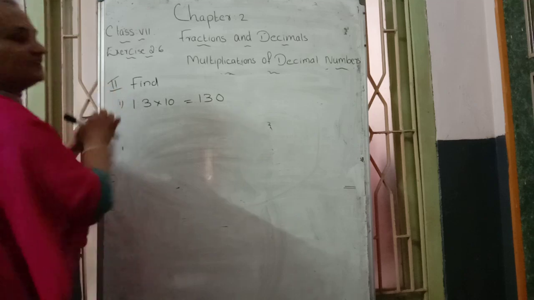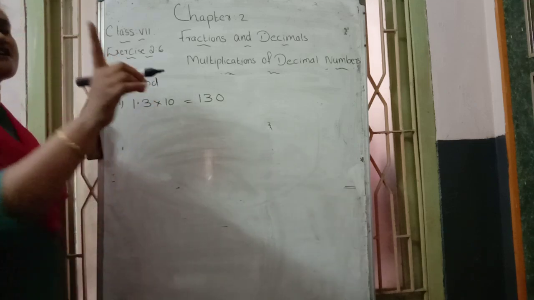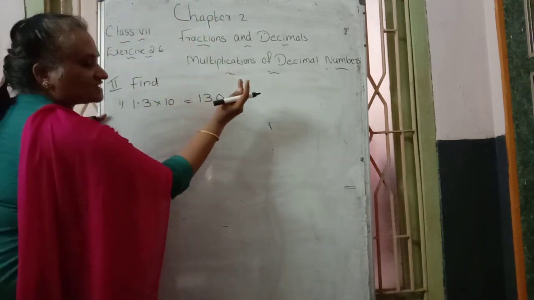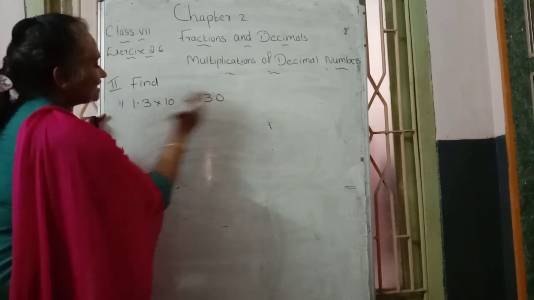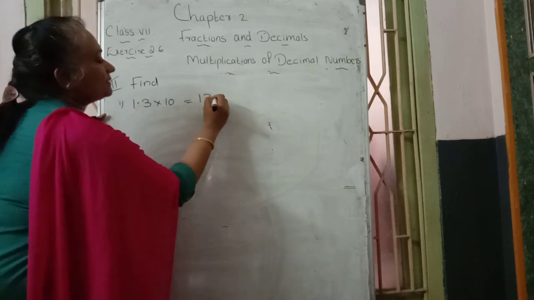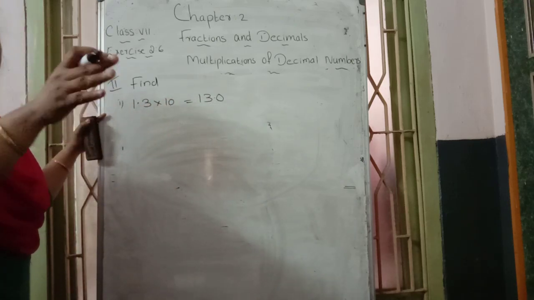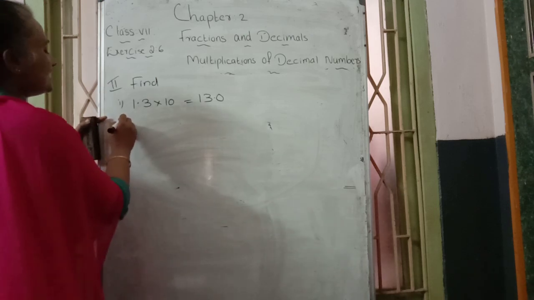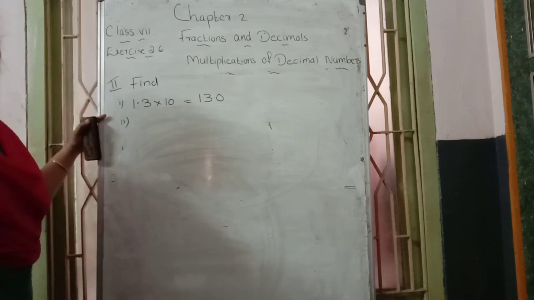Then look at the question. Here a decimal part is there. After the decimal, how many digits are there? 1 place. So in the answer place, what do we want to do? Counting always starts from the right side to the left side. Here 1 place, that's why count 1 place and put the decimal point. So the answer becomes 13.0. A point after 0 means leave it. So what is the answer? 13 is the answer. In this way we are doing this process. I hope you can understand this one.